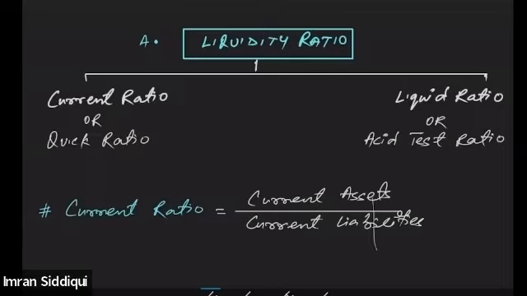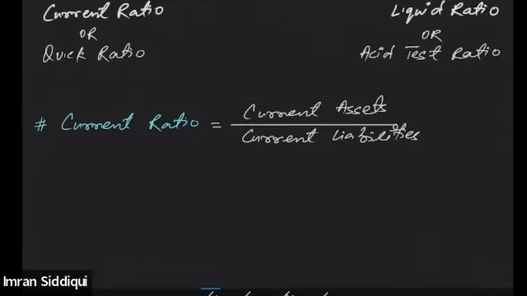And then there is the ideal ratio. The ideal current ratio is 2:1. If any company has an ideal current ratio of 2:1, that is the most ideal situation. That shows that the company or organization is doing fairly well. So the ideal current ratio is how much? 2:1. Okay.